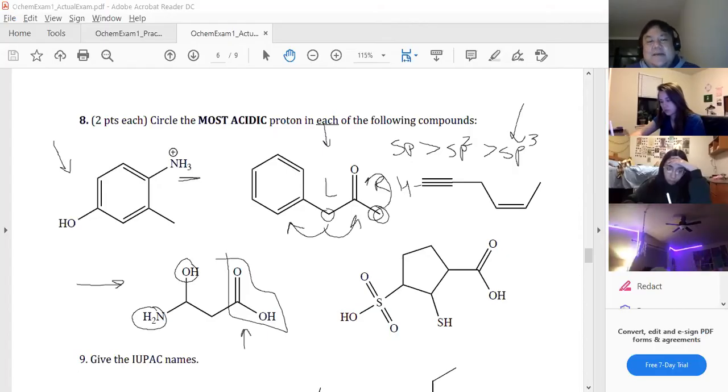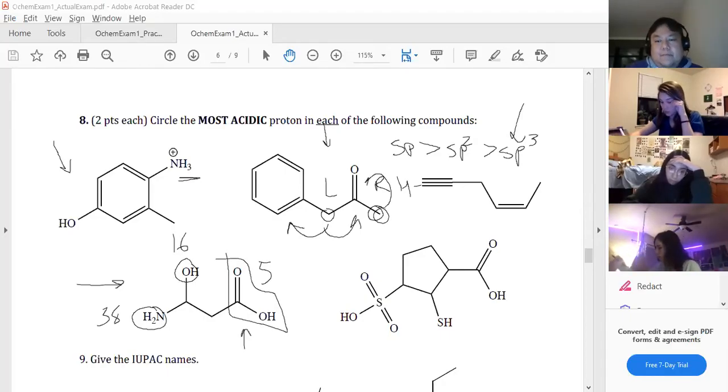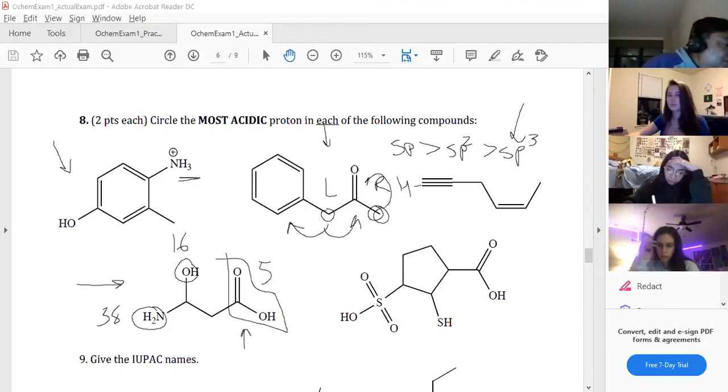Your carboxylic acid's pKa is about 5. Alcohol is about 16. Amines about 38. So that carboxylic acid is going to come flying off if you look at it incorrectly. Okay. Make sense? Alcohol is 16, about the same as water. Technically, the pKa of water is 15.7, but I don't think you need to be that specific.